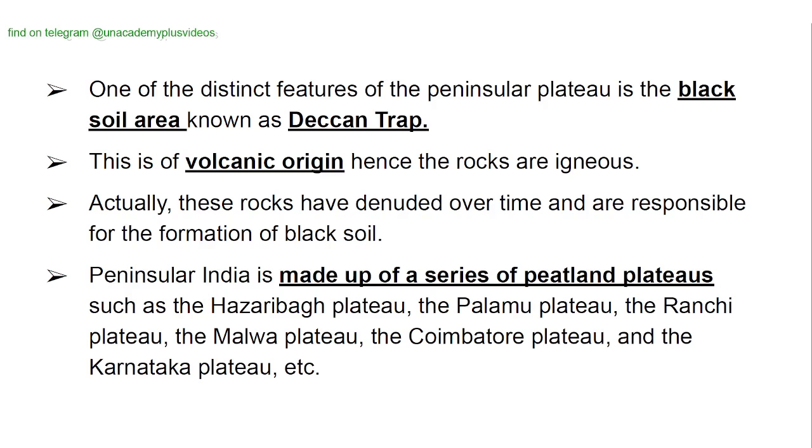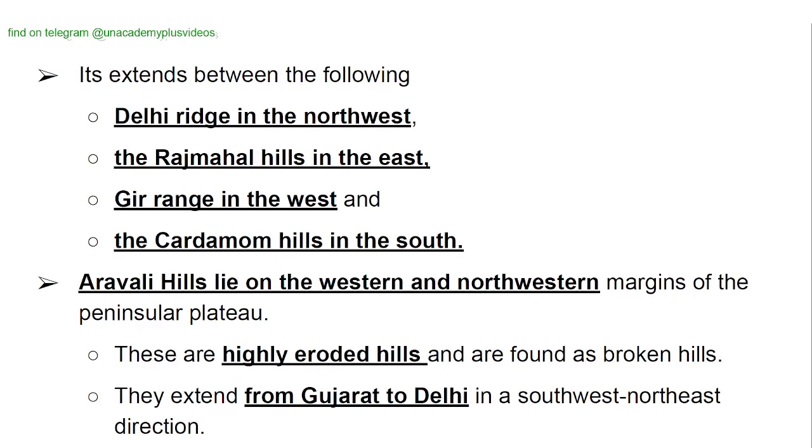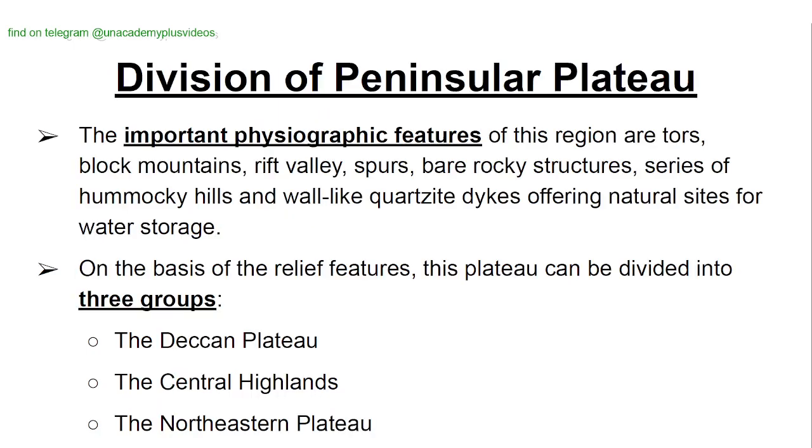Peninsular India is made up of a series of plateaus such as the Hazaribagh Plateau, the Palamu Plateau, the Ranchi Plateau, the Malwa Plateau, Coimbatore Plateau, and the Karnataka Plateau, etc. It extends between the following: Delhi Ridge in the northwest, the Rajmahal Hills in the east, Gir Range in the west, and the Cardamom Hills in the south. Aravalli Hills lie on the western and northwestern margins of the Peninsula Plateau. These are highly eroded hills and are found as broken hills. They extend from Gujarat to Delhi in a southwest-northeast direction.